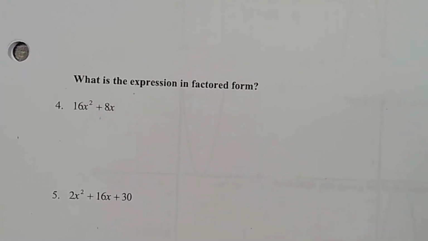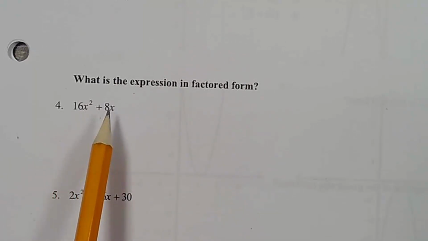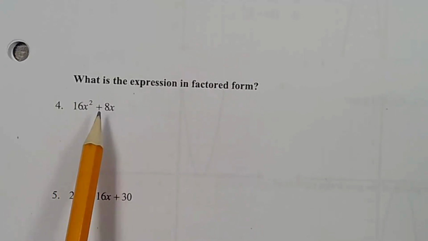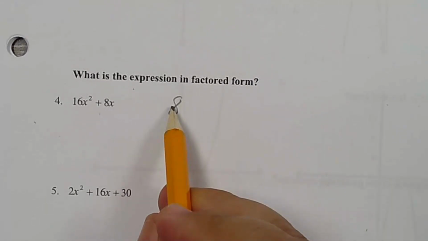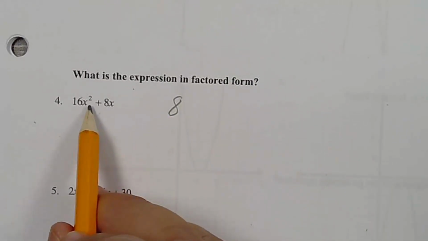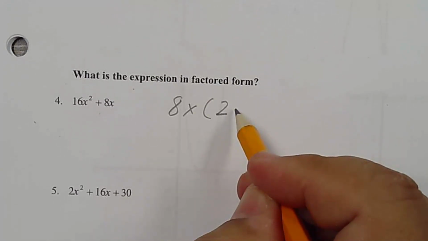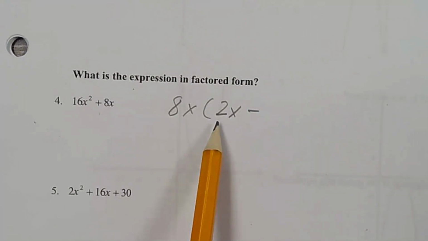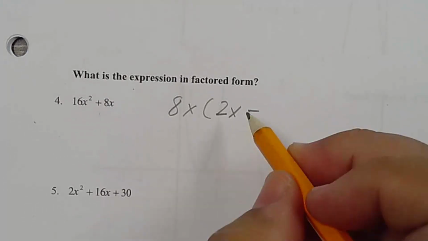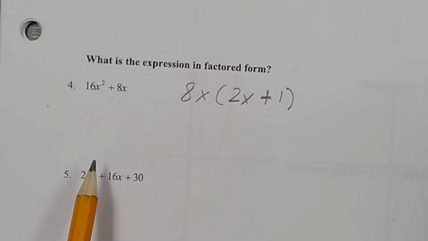Some people were having problems with number 4. I don't know why. What was the largest number in common? 4. No, it's not 4. 8. So what do you factor? 8. What else do they have in common? X. So what do you have left? 8x. No. What do you have left? 2x. No, not just 2x. 2x what? Minus 1. No, not minus. Plus 1. Okay.